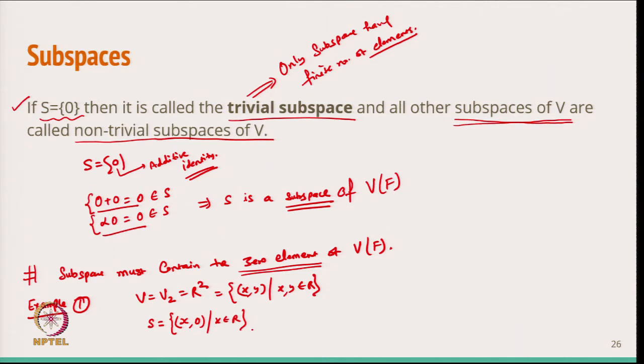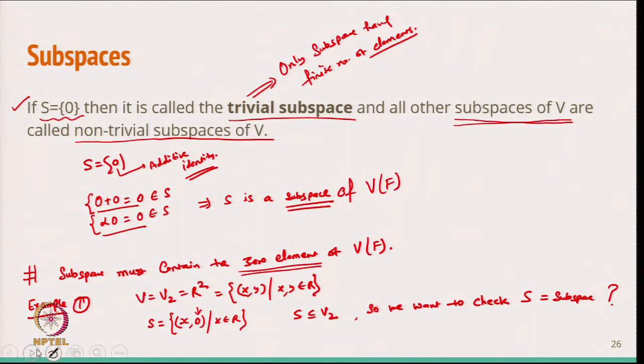Now, I know that this S is a subset of V2, because I am just substituting one element equal to 0, that is it. Definitely it is a subset of V2. Now, from here I want to check whether S is a subspace or not. So, this one I want to discuss.